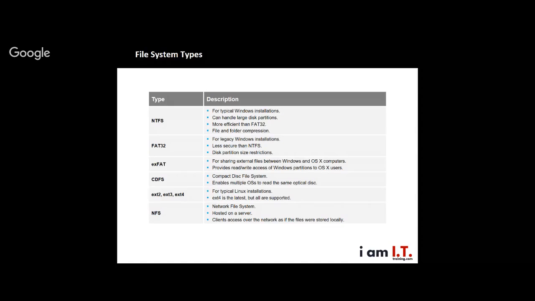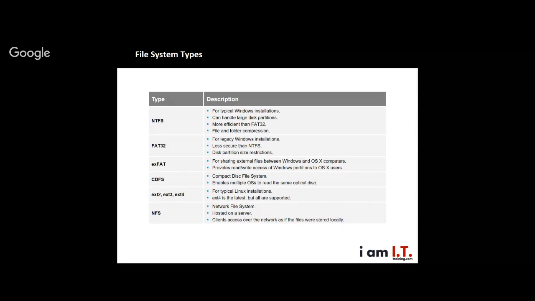Now, exFAT is useful if you're trying to share external drives between Windows and Mac computers. That's what the exFAT is for, extended file allocation table. So this device or drive is formatted on a Windows system, but it has read-write access from a Mac. CDFS is compact disc file system. It's really limited and it was developed just for optical disc media. So don't worry about that too much. You're pretty much never going to see it.